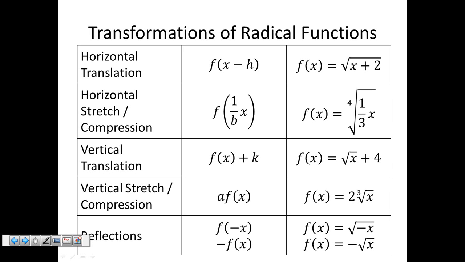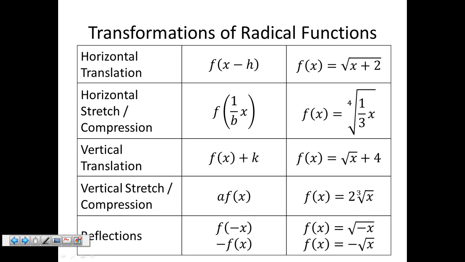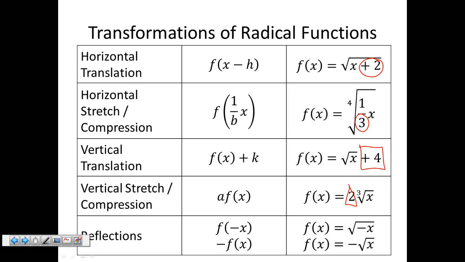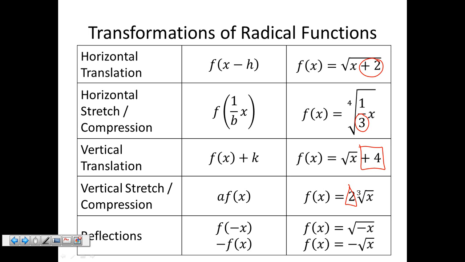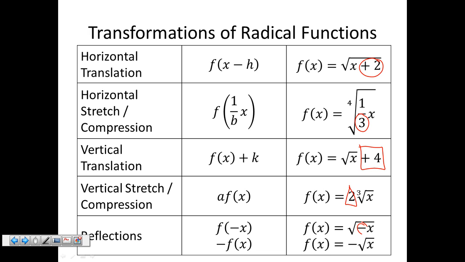Reflecting it over the x-axis, we put a negative in front of the whole function. That means that we put a negative in front of that radical. So just to go over these specific examples, this plus 2 right here is going to move the graph left 2. This 3 right here in the second row is going to cause a horizontal stretch by a factor of 3. Add 4 at the end, what's that going to do? That's going to move it up 4 units. Multiplying by a 2 in front is going to give us a vertical stretch by a factor of 2. And again, this negative inside is going to give us a reflection over the y-axis. Everything that did exist over on the right side now exists on the left side. And then the negative in front of it all flips it over the x-axis.